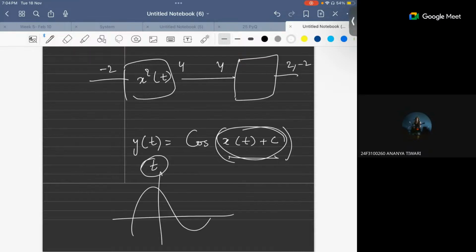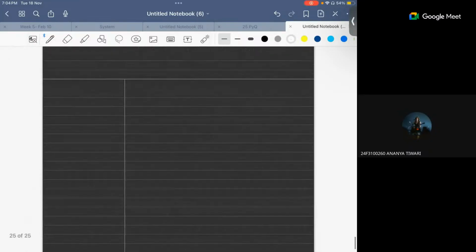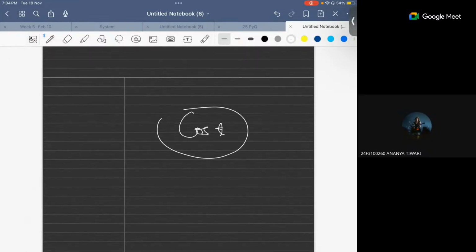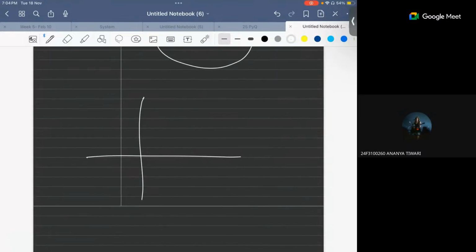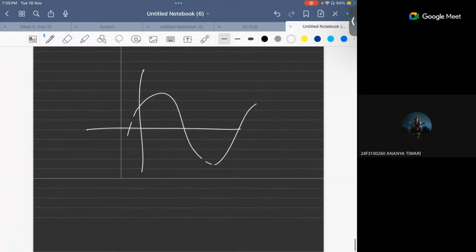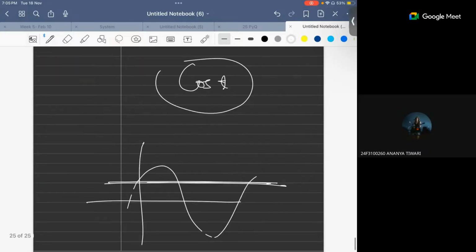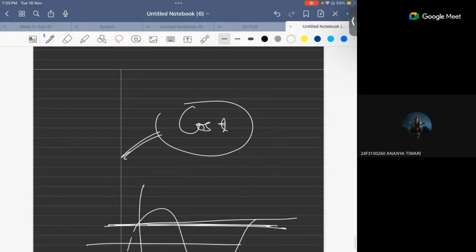This cos value, you can just think of it as a cos function, cos of t. Is this system invertible? I don't think so. Why? There is a reason. If you have a one-one function, the horizontal line test passes, right? If you draw a horizontal line, it should not cut more than once. For this cos function, it will cut n number of times. So this is not a one-one function, and that's why you can't get the inverse for sure.